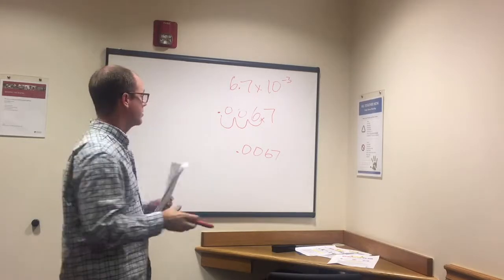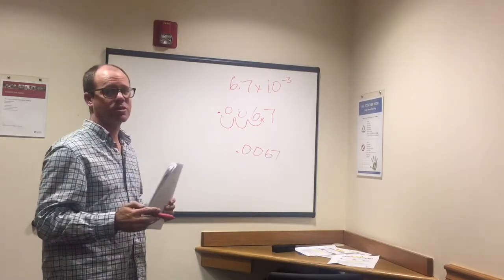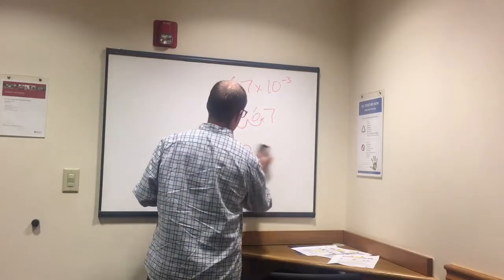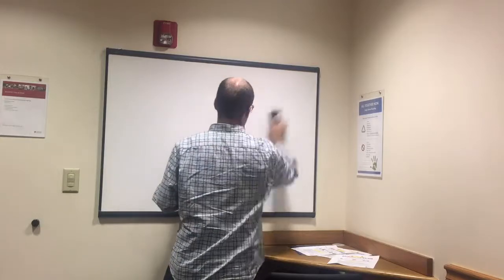If it was 10 to the negative 4, then we would have gone one further, and then it would be 0.00067. Okay, so now that's positive, negative. That's pretty much everything you have to know.